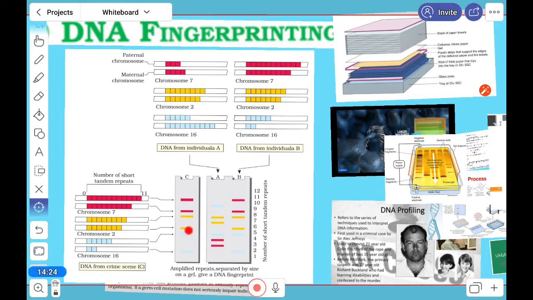So in that way it is arranged. 8 is here, 7 is here. Here the number of repeats is 5, and the number of repeats is 2. So 5 here, 2 here. So this is from the crime scene, and these are the suspects. What kind of bands are there in chromosomes 7, 2 and 16? Look here: individual A, I don't think it is a match, but individual B is matching, because you can see the same type of bands.